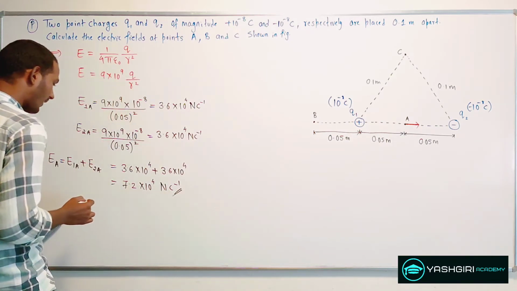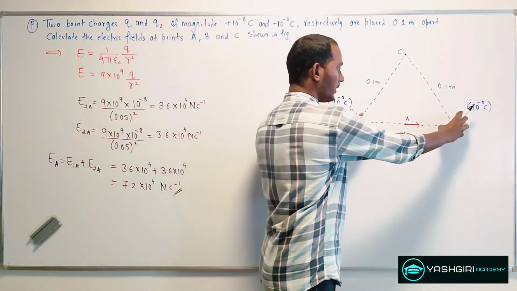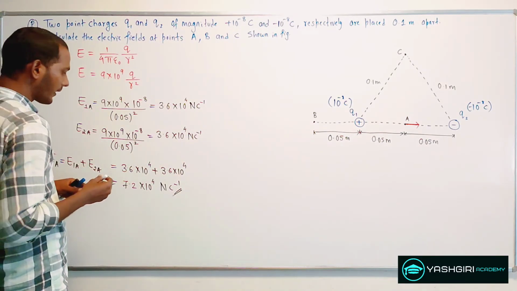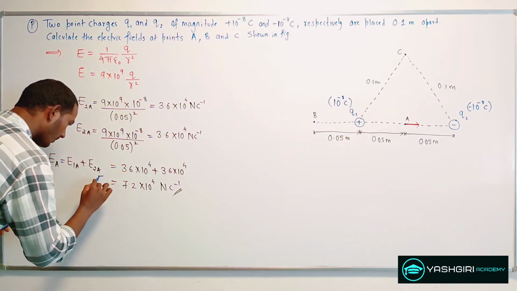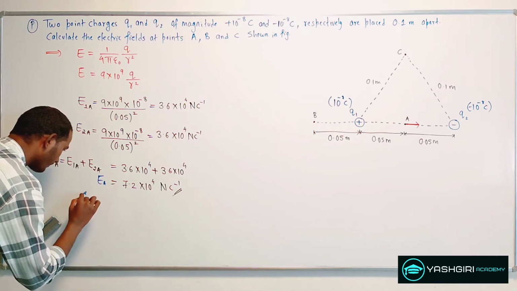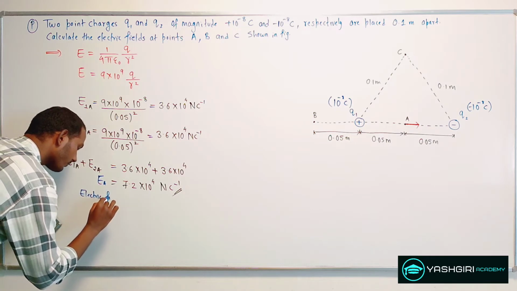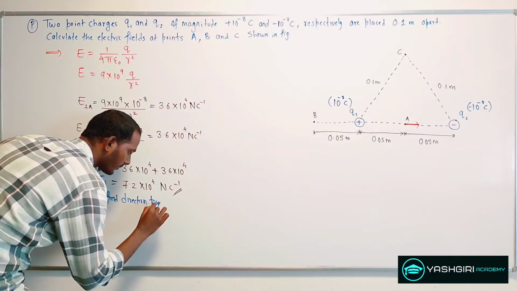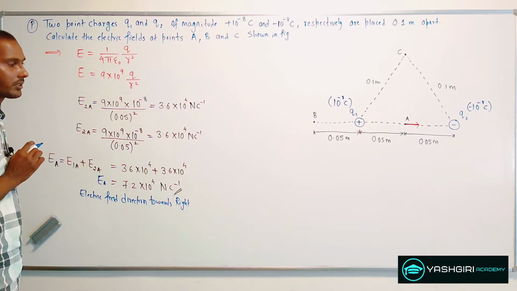So that's the final magnitude of your electric field at the point A due to both these charges, and the direction will be towards the right. So the direction of this EA will be towards the right. Electric field direction towards right. So that's the direction of this.